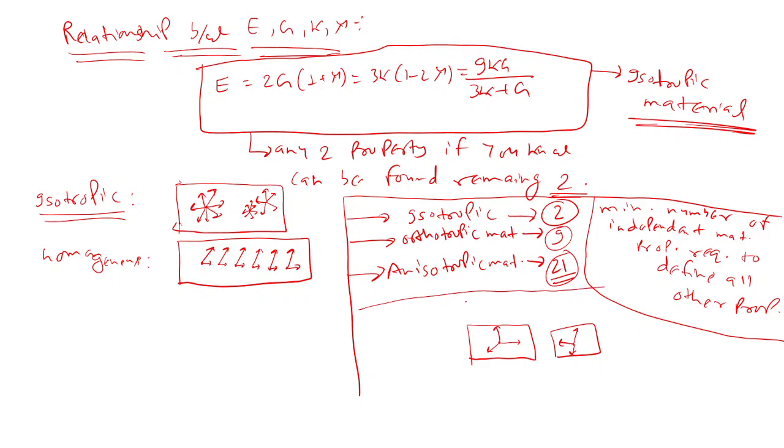So for isotropic, at a particular point, all the properties will be the same in all directions. For another point, it may be different. That I have shown only here. Okay, sir. Another point it may be different, so no issue.